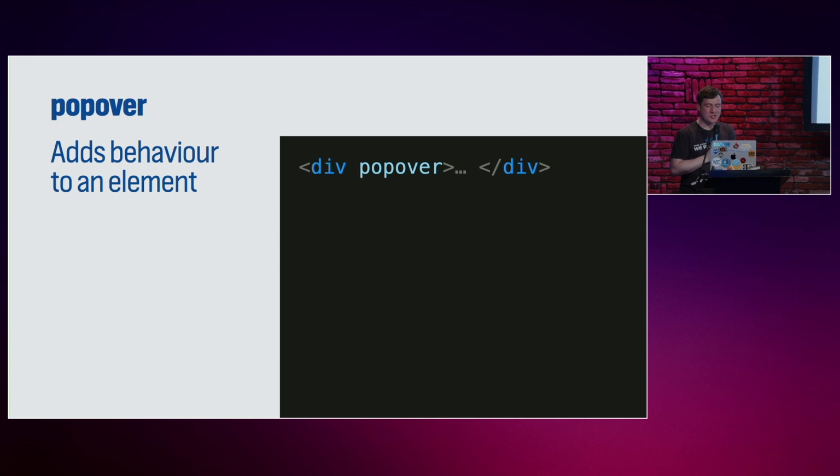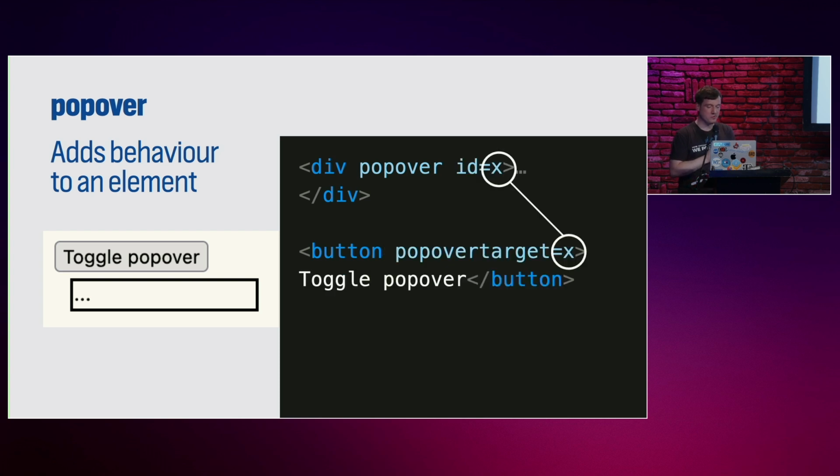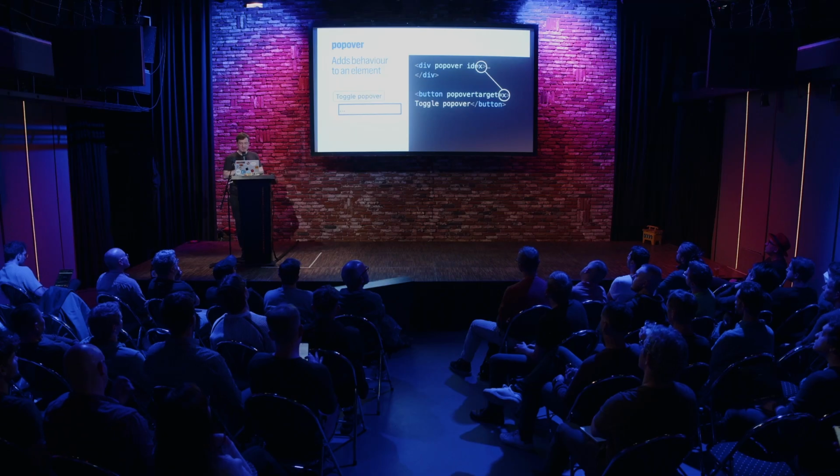So the way it works is you add this popover attribute, and then if you want this to work without JavaScript, what you can do is make a button, call it toggle popover, and then if you add a popover target attribute to the button and an ID to the popover, that button now becomes a toggler for that popover. So there's no JavaScript required. You can open and close using that button without doing anything else. Now that's kind of nice.